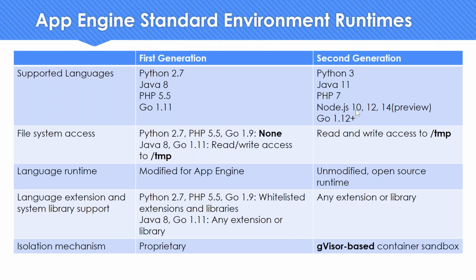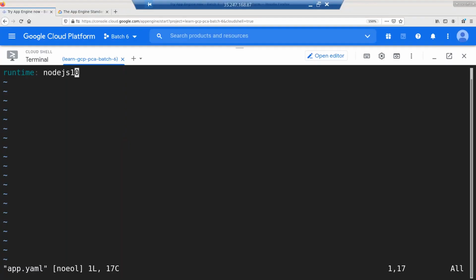Now, by such kind of a material or going directly to the documentation, you can come to know whether that version is supported or not. So Node.js 10 is going to be supported. 12, if you want, you can also try it. It's going to work. 14 is in preview as per the documentation. So it's not generally available. It's in public preview. So Node.js 10 is going to be good enough.